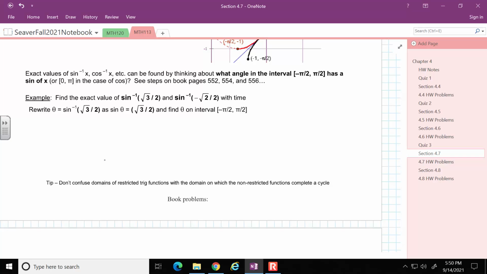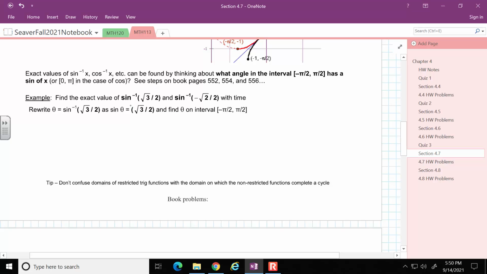Let's find the exact value of some of these, and again, the question we're asking is what angle is going to give me this. So find the exact value of the inverse sine of the square root of 3 over 2. Now, there are various ways to do this. You can use your calculator, and that's okay with me. But for this session at least, we're going to try to do at least the first couple without a calculator.